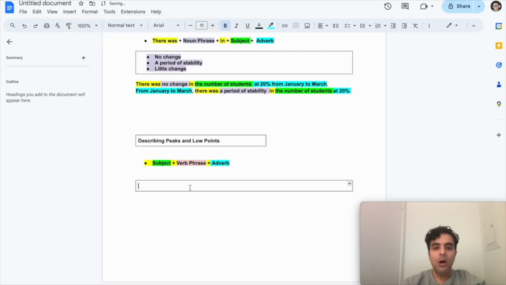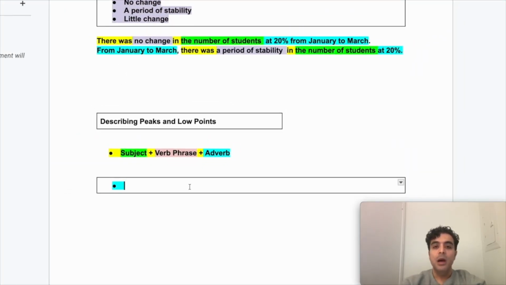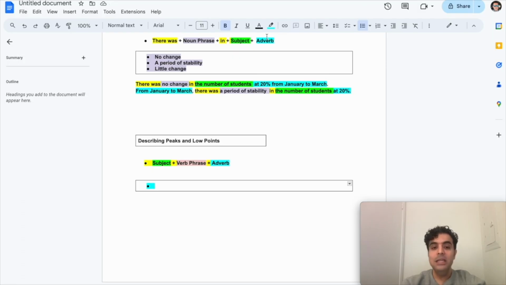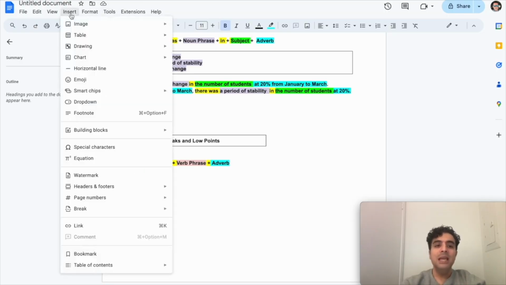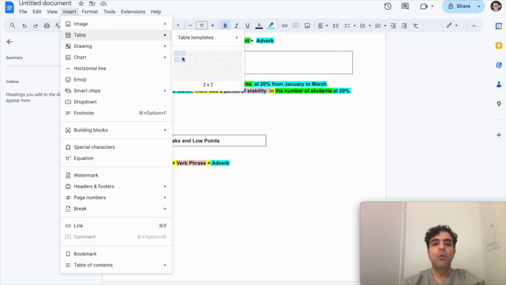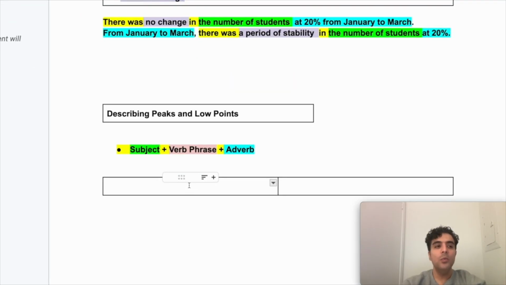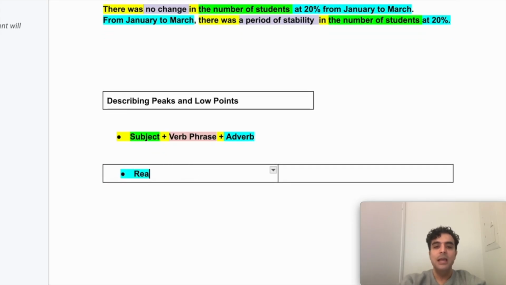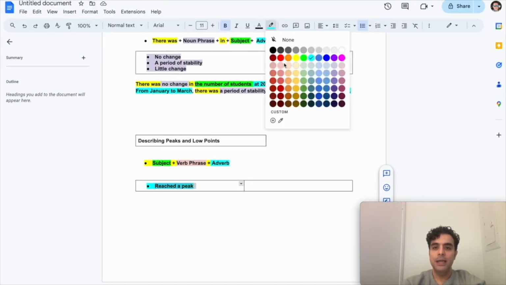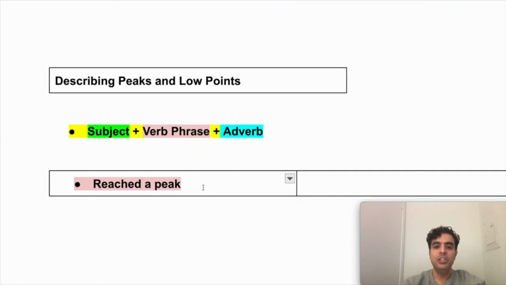Okay, so what are the verb phrases that we could use to describe peaks and low points? So we actually need to separate these two. We need one set of structures for describing peaks and one set of structures for describing low points. Let's start with peaks, right? So you could say it reached a peak. That's one structure that you could use. And again, we need to color code this in red, right? So it reached a peak.